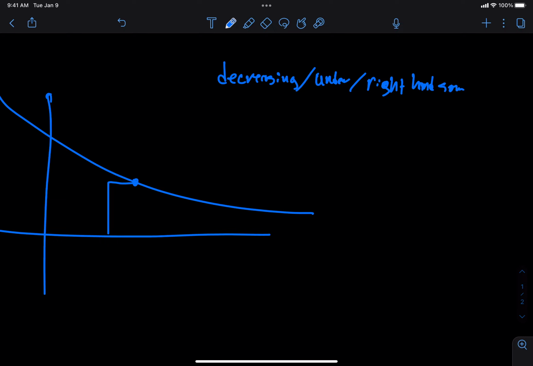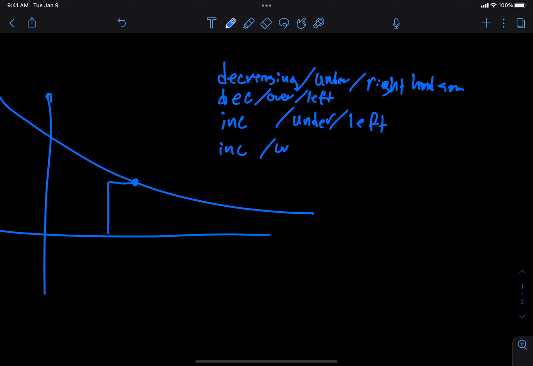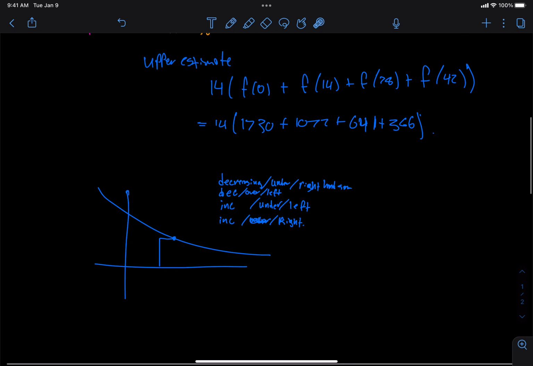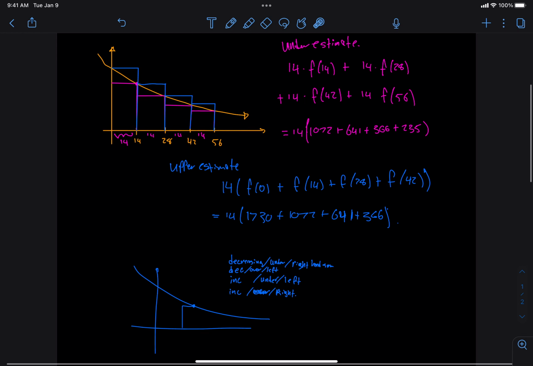And then you just know that, okay, if it's increasing, then underestimate is going to be a left, right? So you really only need to remember one of these, because then you've also got decreasing, over, left, and then you've got increasing, under, left, over, right. But really you only have to remember one of them in order to be able to infer what the others are. So that could be something to put on a flashcard if you don't like drawing pictures.